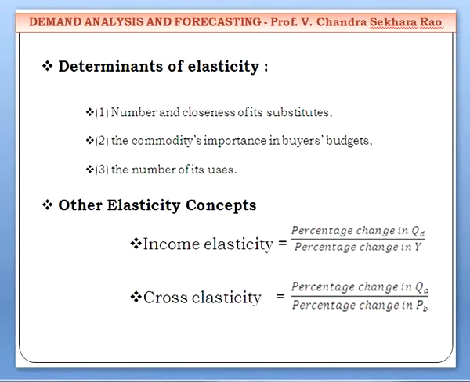What are the determinants of elasticity? There are 3 basic determinants: number and closeness of substitutes, the commodity's importance in the buyer's budget, and the number of its uses. And other elasticity measures we have also seen, that is income elasticity and cross elasticity. This is with regard to the second major important component, elasticity. And let us start the last aspect, that is demand forecasting.